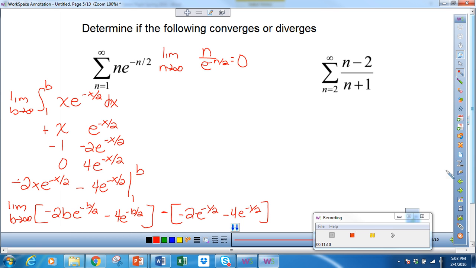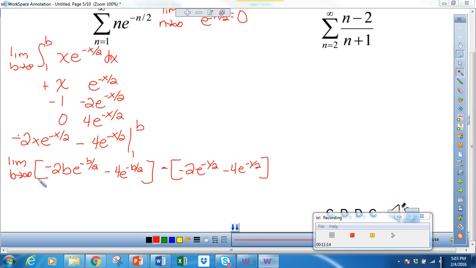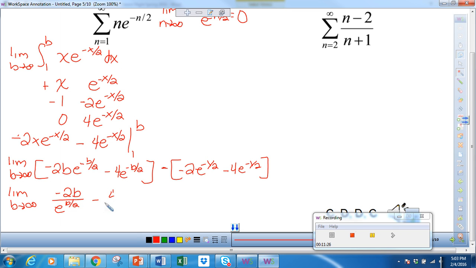Okay? Now remember, I don't really care what number I get. I just care whether or not my number is going to be finite. So let's just rewrite this because that may help us see what's going on. I can rewrite this as negative 2b over e to the b over 2 minus 4 over e to the b over 2, minus negative 2e to the 1/2 minus 4e to the 1/2.